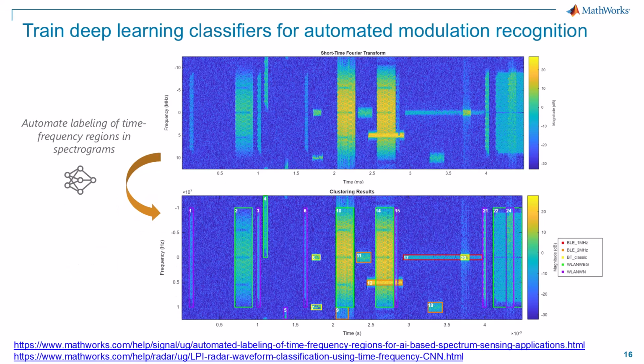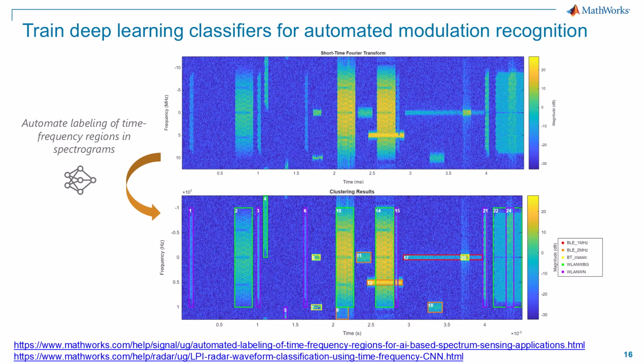This example shows automated labeling and classification of time-frequency regions in spectrograms. The top panel is a short-time Fourier transform of a captured 2.4 GHz spectrum, with overlapping Bluetooth, BLE, and WLAN signals sharing the same band. Below, the clustering results show an AI model has automatically segmented and classified each signal by type.